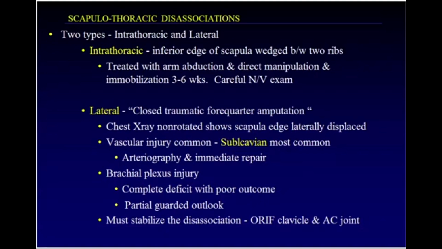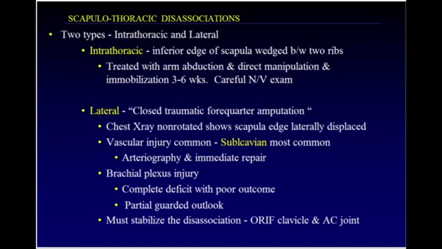Then the lateral scapulothoracic dissociation is much more common, and that's the so-called closed traumatic forequarter amputation. These are very serious injuries. You can diagnose it on a chest X-ray, which is non-rotated, which is a perfect PA chest X-ray that can show the scapula edge significantly laterally displaced. Vascular injuries are quite common. The subclavian artery is the artery that's most commonly damaged. You diagnose it with arteriography, and of course immediate repair is necessary to revascularize the limb.